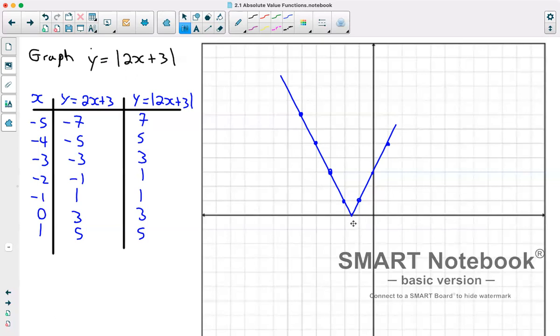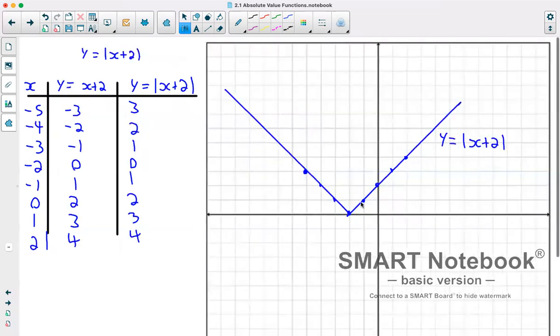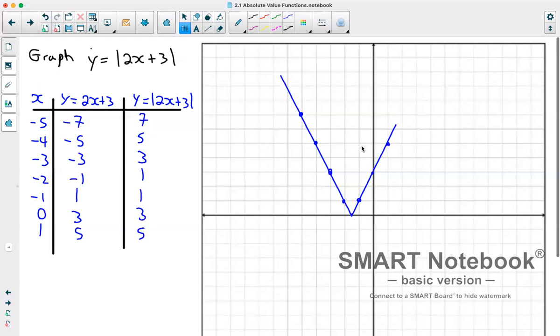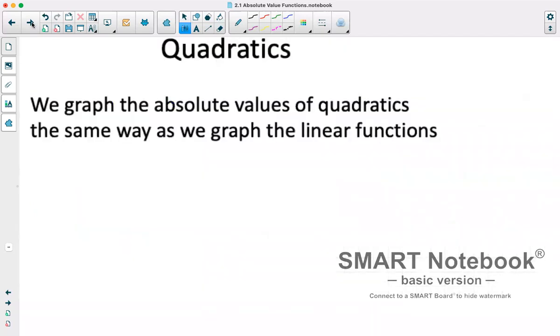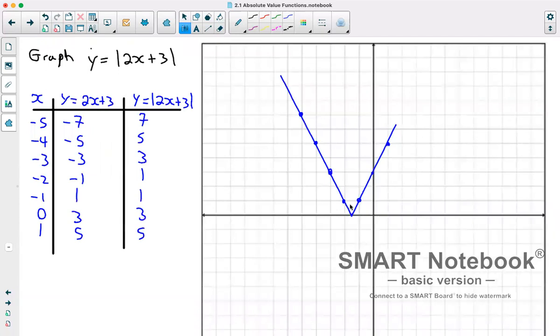Now, you'll notice a pattern between this graph and this one. You'll notice that they both have the same shape. So when we graph the absolute value of a linear function, it is going to give us that V shape.